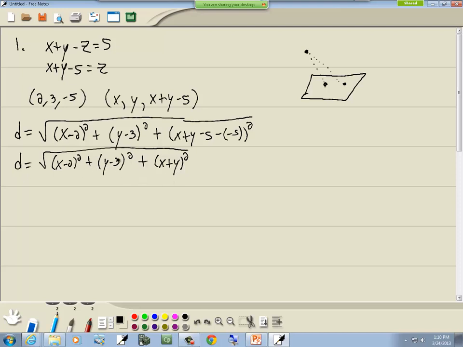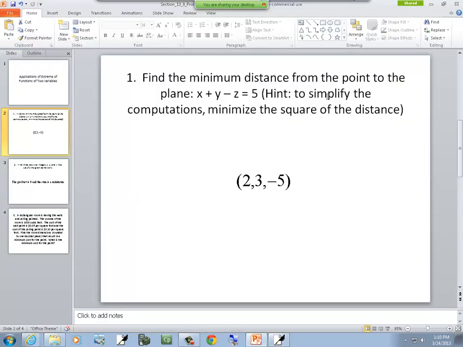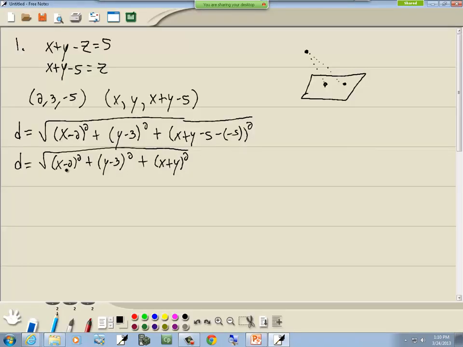Now our goal on these is we don't want z on this right side. We want everything in terms of x's and y's. Now it gives you a hint here: to simplify the computations, minimize the square of the distance. So we're going to minimize just what's inside of the square root. I'll make it an uppercase D just so it's a little bit different. We've got x minus 2 squared plus y minus 3 squared plus x plus y squared. So this is what we're working with. You would get the same results if you had left the square root there, but minimizing this is the same as minimizing the square root of it.